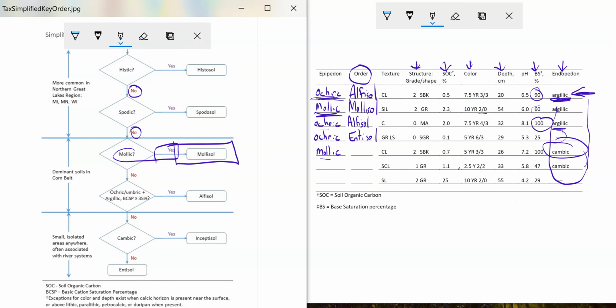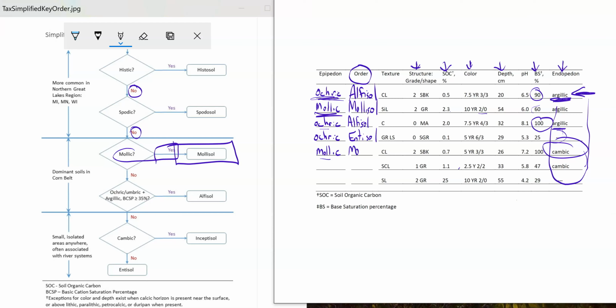Doesn't matter what the other stuff is. As soon as we have a box, we stop asking questions. We stop looking at other features. So this one is a Mollisol. You get the idea? So when you check out, you can work those other two on your own, and the key is available for you. So that's how you use this dichotomous key with the epipedons, or surface horizons, and endopedons, or subsurface diagnostic horizons, to determine the soil order.